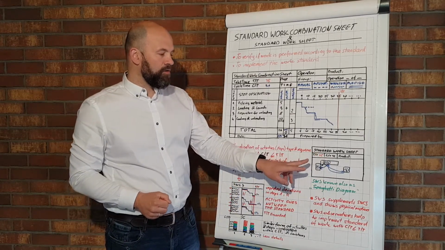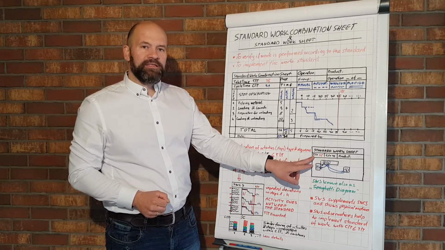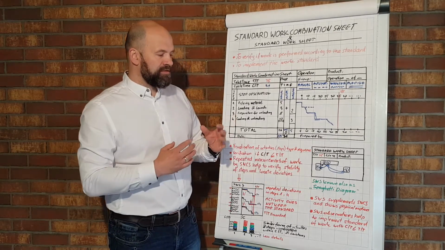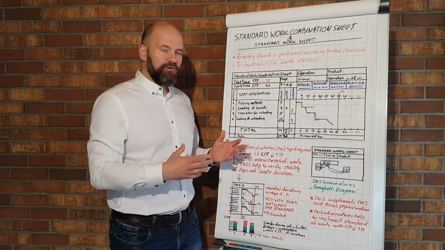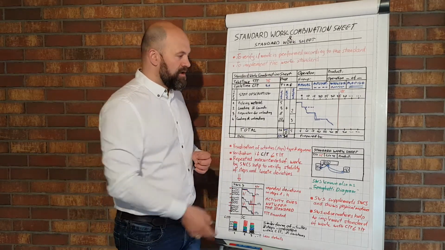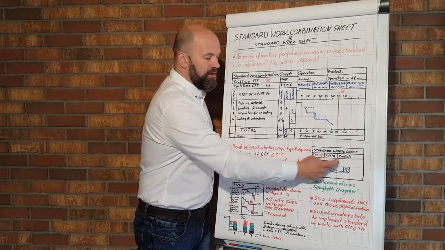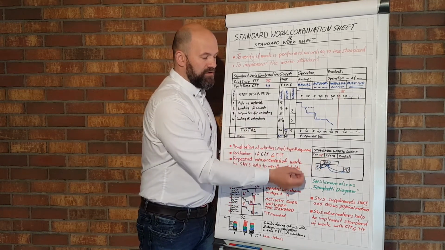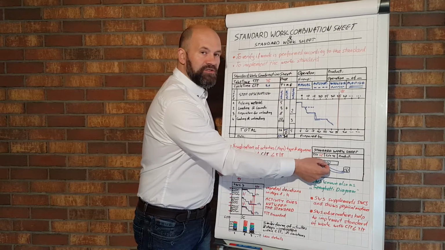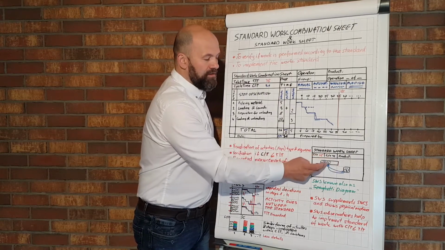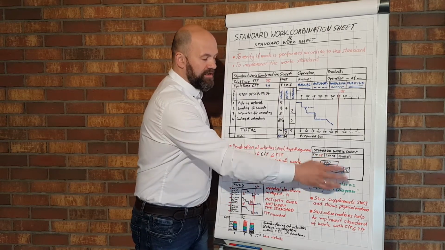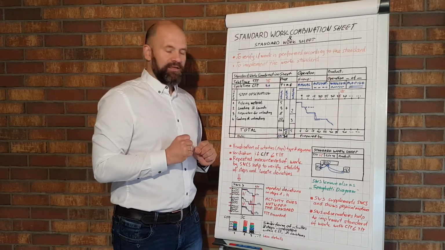This is also called a spaghetti diagram, because you visualize the physical movement of your employees in the process. For example, these steps 1, 2, 3, 4 are visualized here on the layout. You can just draw on this drawing the physical movement. That's why later it resembles a little bit spaghetti.